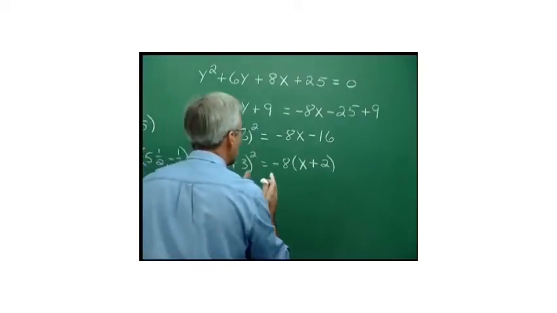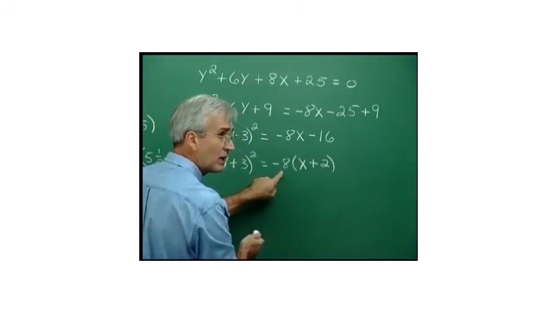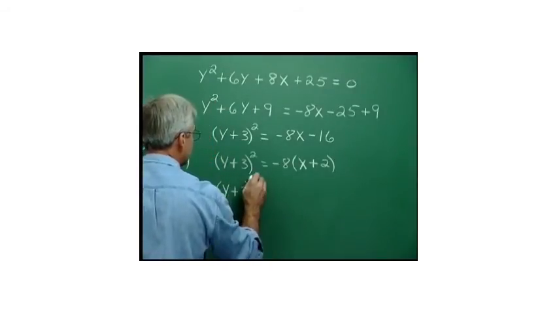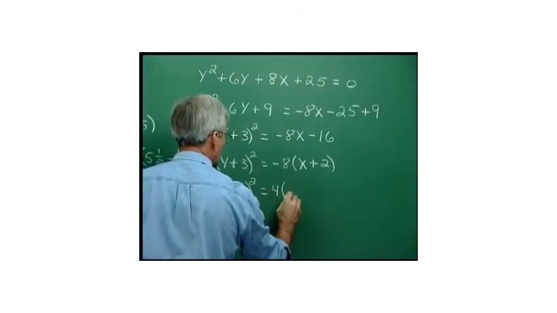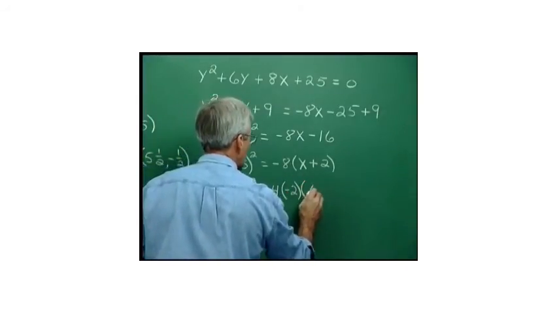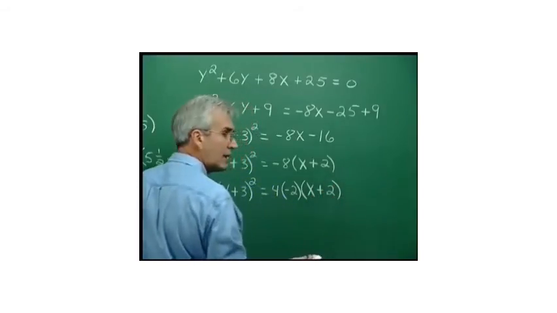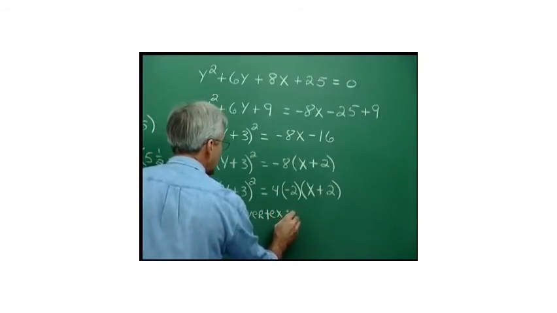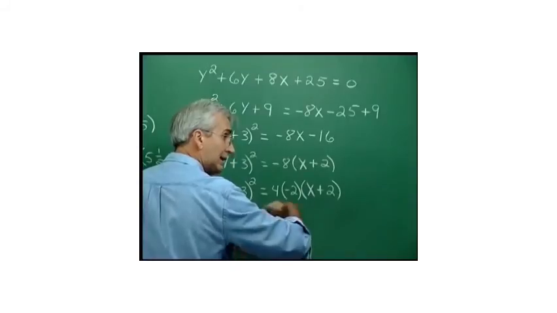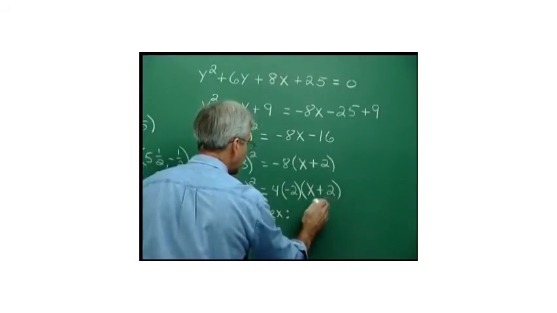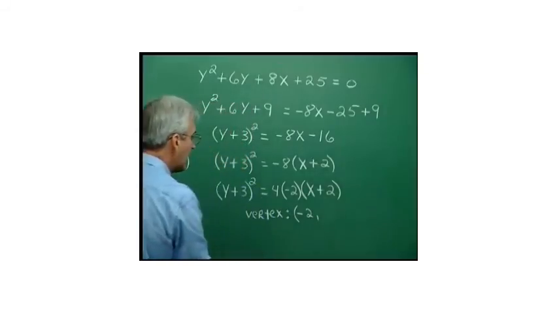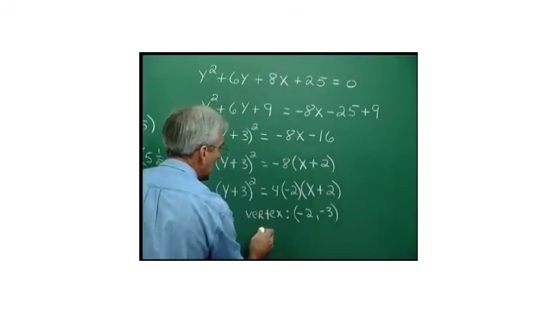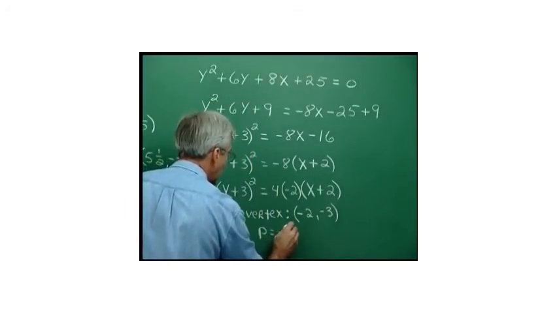Now we go about identifying the p-value by forcing the factorization of 4 out of the -8. So 4 times -2 times x plus 2. Now we have all of the ingredients that we need. We know that we have a vertex at h, k. Now h follows a minus sign and it's associated with x. So this is x minus -2. So -2 for the h value, and the k is here, minus -3, so -3 for the k value. And we have a p-value of -2.